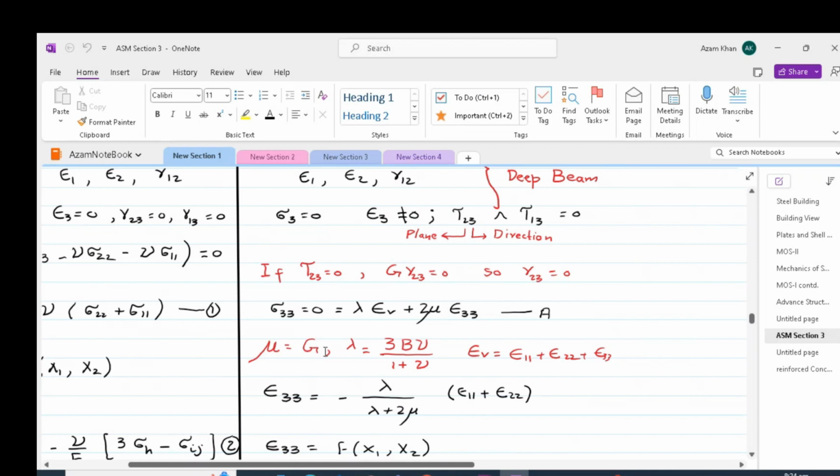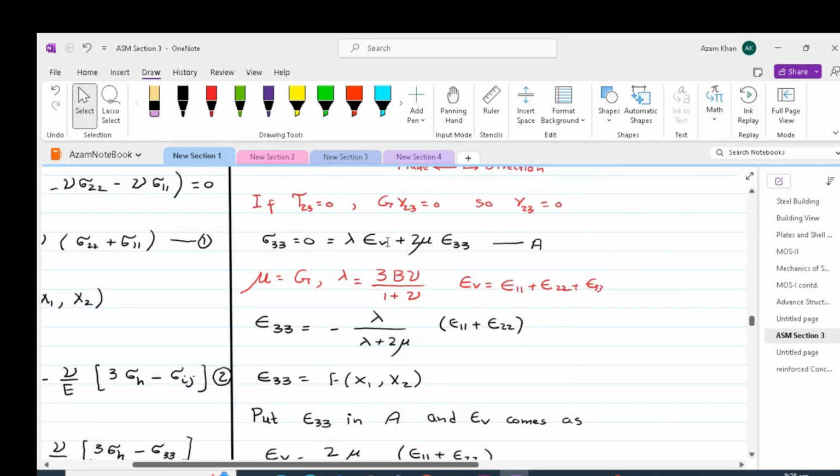So from there, just making this stress equation equal to 0. We know that μ is equal to G. We have already defined that. λ is 3 times the so-called bulk modulus times the Poisson ratio divided by 1 plus ν. And εv is the volumetric strain, which is ε11 plus ε22 plus ε33. So plugging the values of εv in equation A, we get ε33, which is the strain in the direction 3, and that is equal to negative of λ divided by λ plus 2μ, in small bracket ε11 plus ε22.